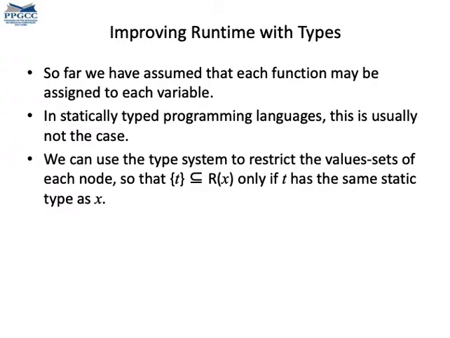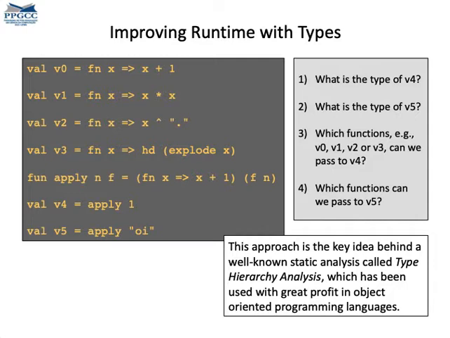First thing, we have assumed that every function can be bound to every variable. In a statically typed language, that's simply not true. Types restrict the bindings that are possible, so we can eliminate several constraints like t is in R of x, whenever the type of t and the type of x do not really match up. This observation is the key idea in the paper about type hierarchy analysis.